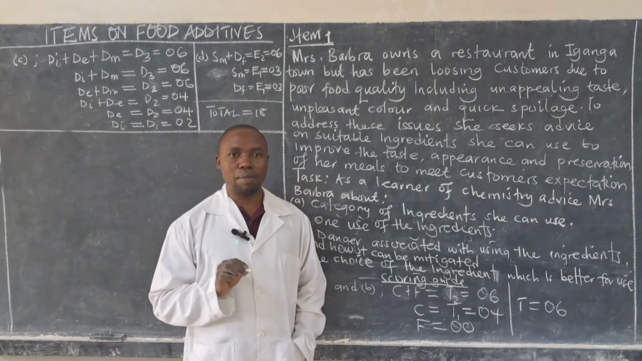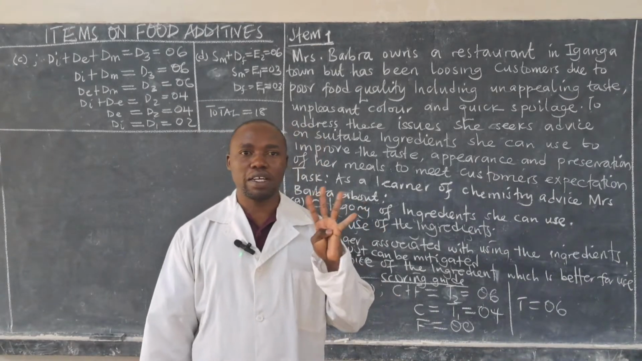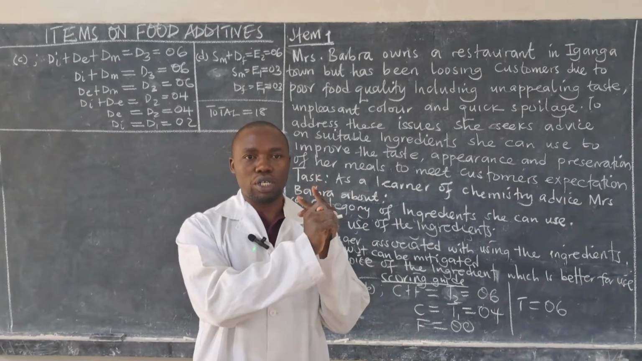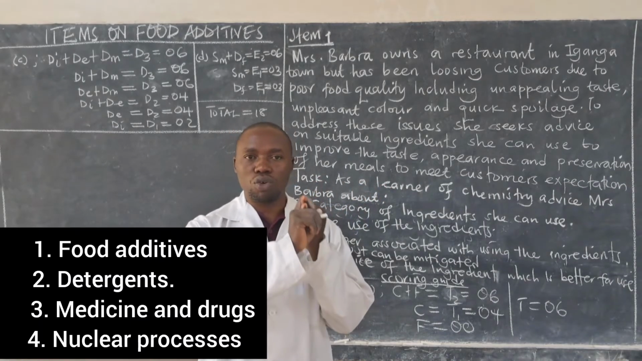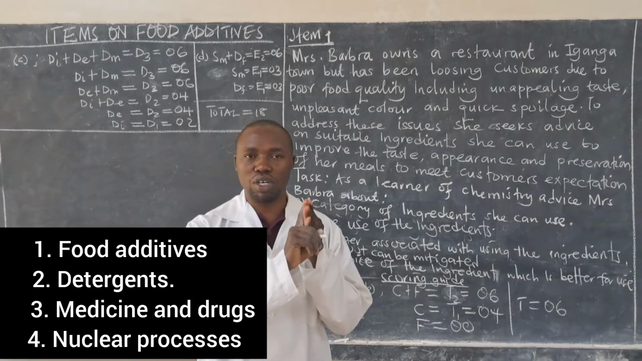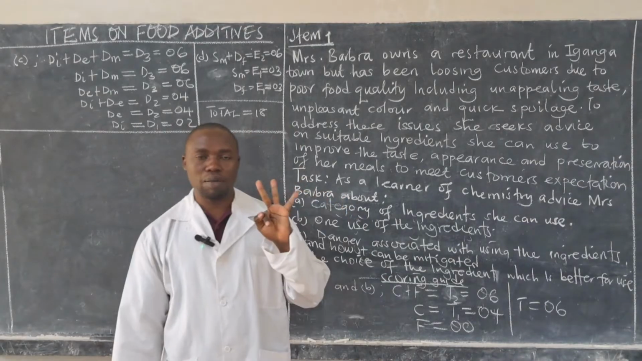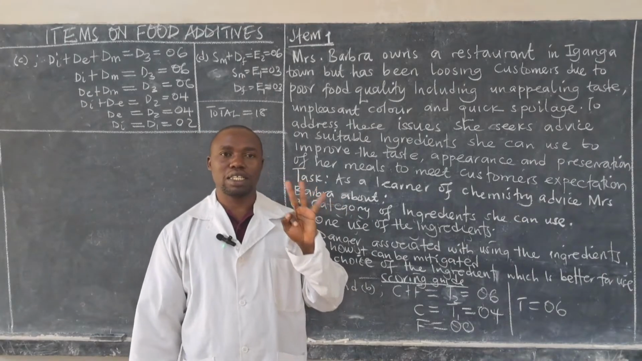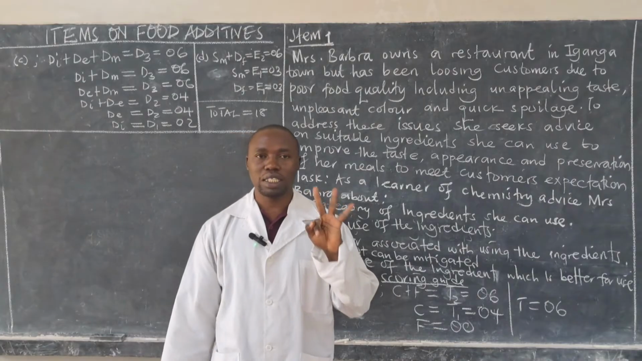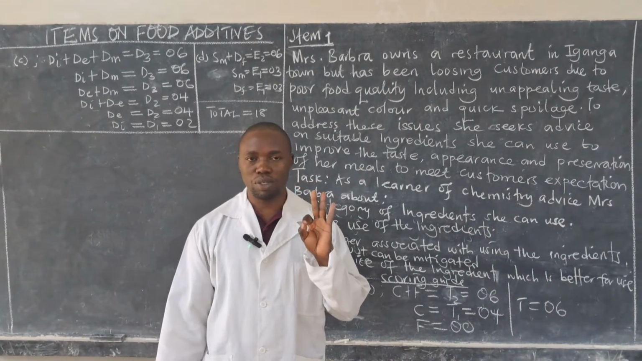Now in item number 1, it is made from 4 topics. Either the item will contain food additives, or it will contain detergents, or it will contain medicine and drugs, or it will contain nuclear processes. So we have products and processes. A product is from detergents, medicine and drugs, or food additives. Then a process is from nuclear processes.